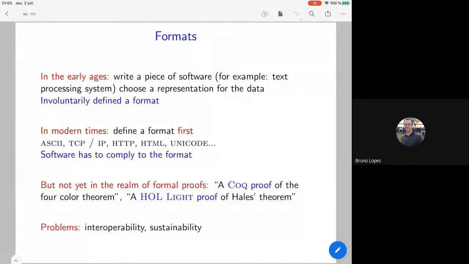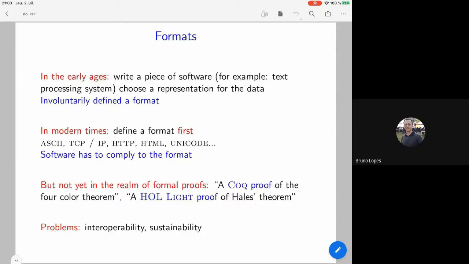And by doing so, you involuntarily defined a format. So for instance, you had to decide that your text was a sequence of symbols, and for each symbol you had to choose a number. So maybe you chose a number 97 for A, or maybe 1, or maybe 0, or maybe 98. But you had to make a decision. And by doing so, you defined a format which was very specific to your piece of software. Of course, now we are not proceeding this way anymore.